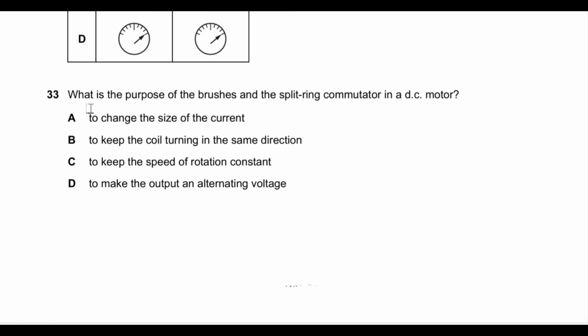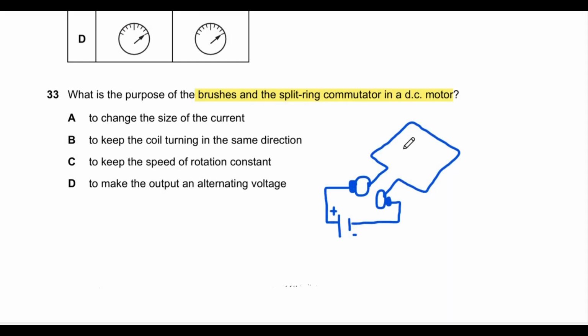Question number 33 says, what is the purpose of brushes and split ring commutator in a DC motor? For example, this is the diagram of a coil of a DC motor. Here we have the coil. These rounds are the rings and these dark points are carbon brushes. What do these carbon brushes do?